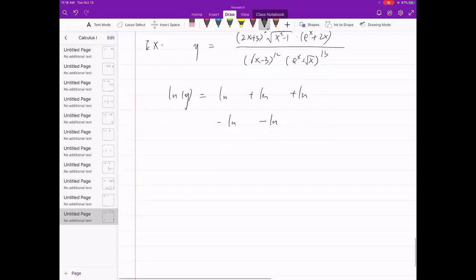Plus, on the left, it's not too bad either, because the left looks like this. So when you finish, you just need to times the y on the other side. And how to do the other side? You just use chain rule. That's roughly the idea of log differentiation. Sounds good?